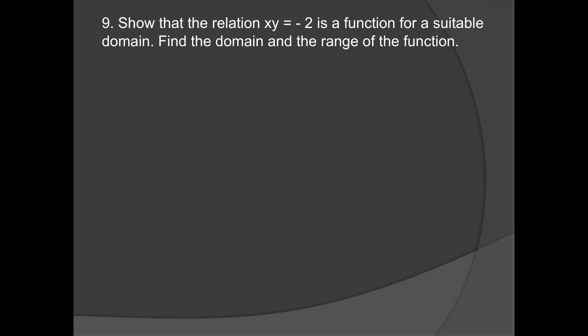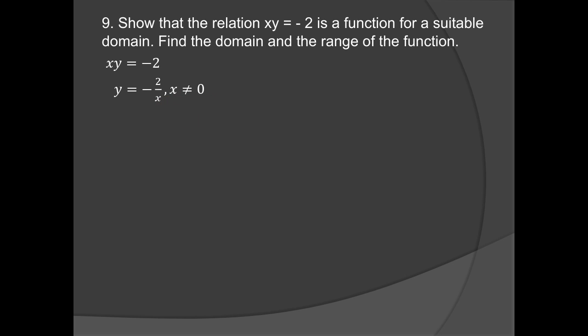Next problem: show that the relation xy is equal to minus 2 is a function for a suitable domain. Find the domain and the range. So xy is equal to minus 2 can be a function for a suitable domain. I can write this as y is equal to minus 2 by x, bringing the x to the denominator, providing x is not equal to 0. Because if I put x is equal to 0, I won't get a y value, and if I don't get a y value, it is not a function. So y is equal to minus 2 by x, providing x is not equal to 0, is a function.